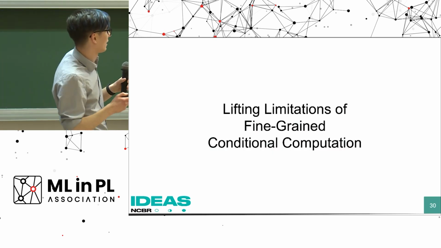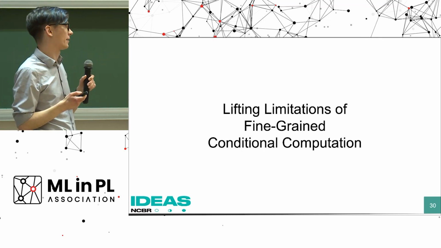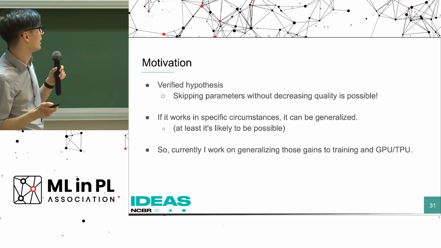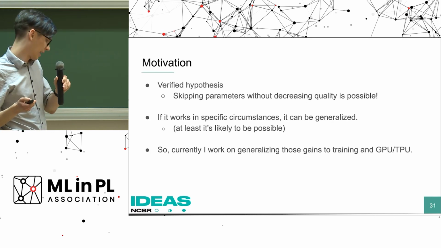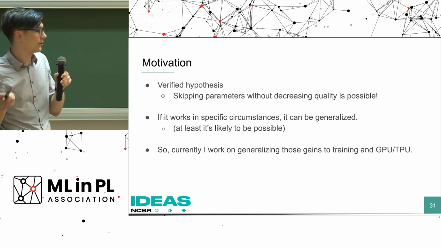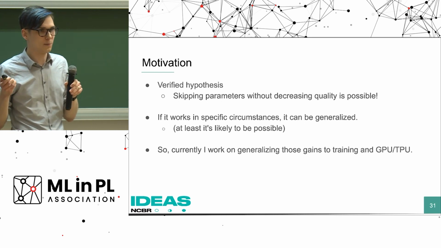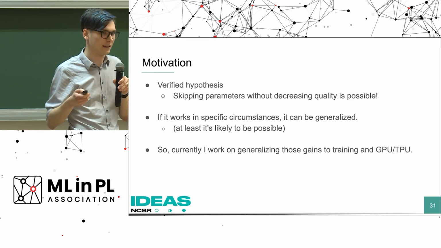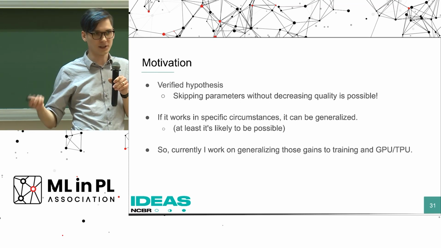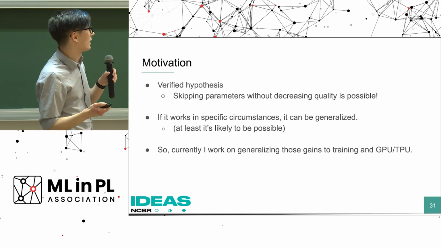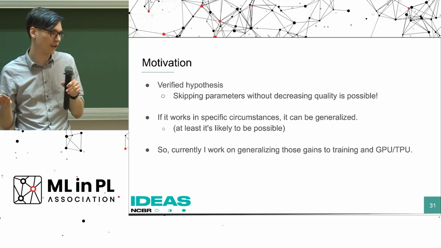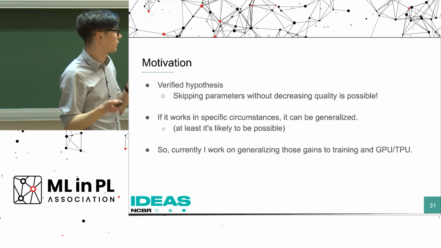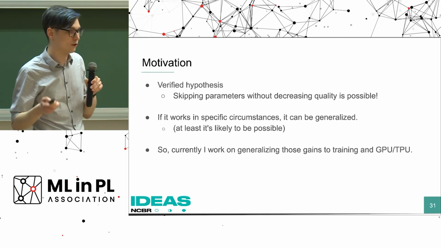This is unfortunate. However, what I currently do, my work at Ideas, is about lifting those limitations of fine-grained conditional computation. As a motivation for that, I basically think that we have a verified hypothesis that skipping parameters without decreasing quality is actually possible. Mathematically, we already skip most of the parameters, and it is only a matter of finding a design which works mathematically similarly, but also works on the current hardware. And if it works in those specific circumstances, it can be generalized. Different designs with different hardware properties should be possible. So currently I work on generalizing those gains to training and to GPU and TPU.